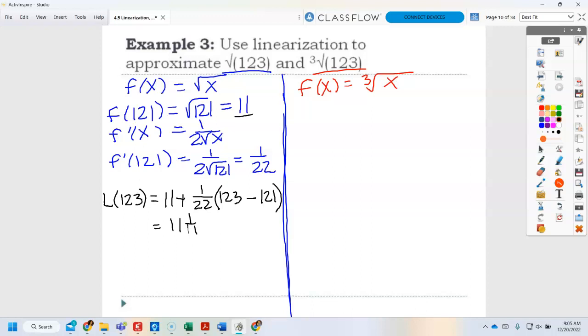Okay, how about the red function? So now we have a new function, right? Now we have the cube root. We haven't talked about a cube root yet. So we want to use linearization to find the cube root of 123. That means I need a perfect cube near 123. So what's a perfect cube near 123?